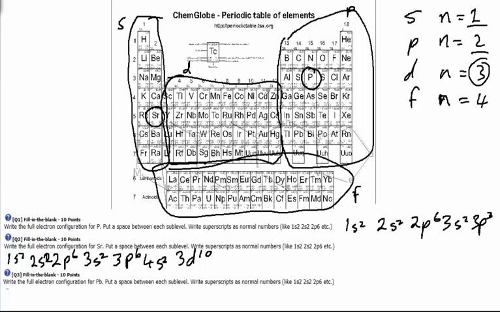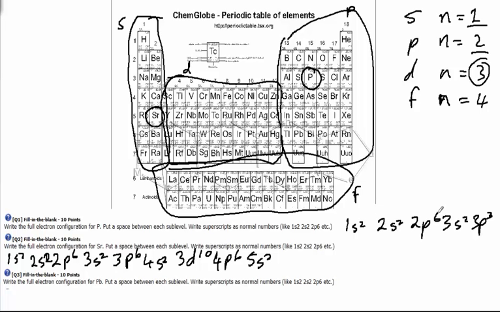Now remember this is 3d even though the row says 4 here. That's for the S's, but that doesn't apply to the D's. The D's always start at n equals 3. So we're over here at zinc right now, and that's 4p6, and now we're at krypton, and we go down here, that'll be 5s2, and we are now at strontium.